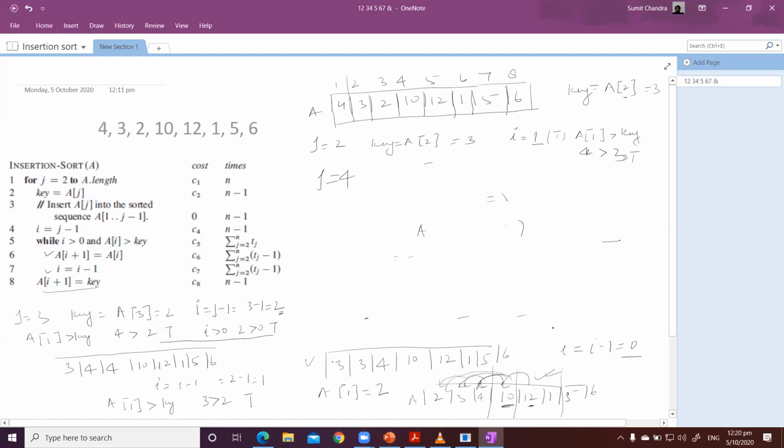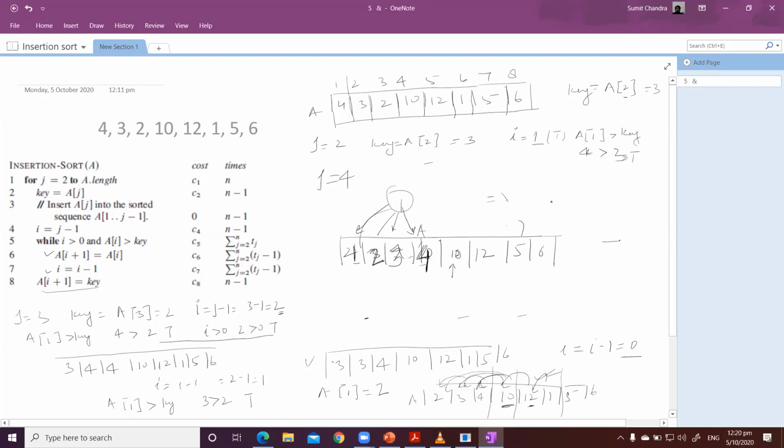Then we'll take 1. Now see here. 1 will be compared with 12. The array is 2, 3, 4, 10, 12, 5, 6, and 1 is the key we are comparing, remember. Since 12 is greater, 12 will be copied here. Then 1 is compared with 10. 10 is also greater, so 10 will be copied here. Now we compare 1 with 4. 4 is also greater, so 4 will be copied here. Then we compare 1 with 3. 3 is also greater, 3 copied here. Then we compare 1 with 2. 2 is also greater, so 2 will be copied here. And finally 1 will be copied here.